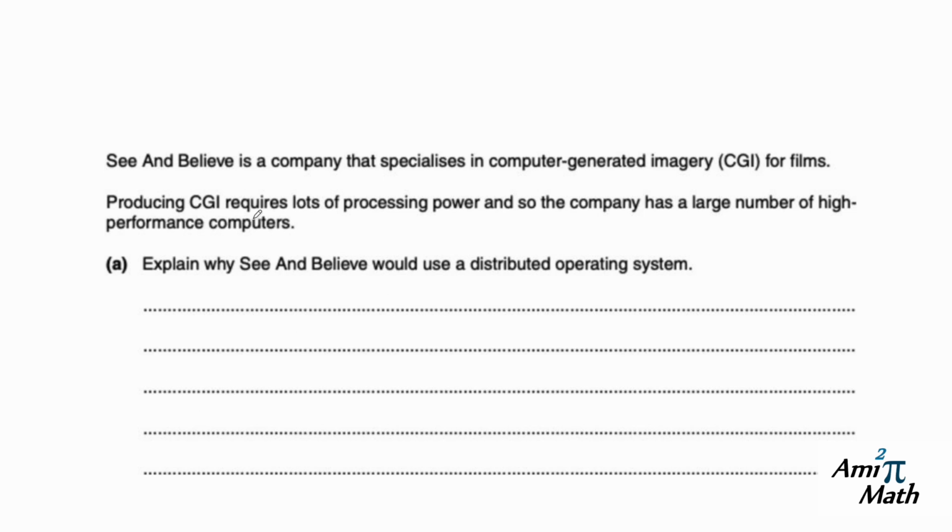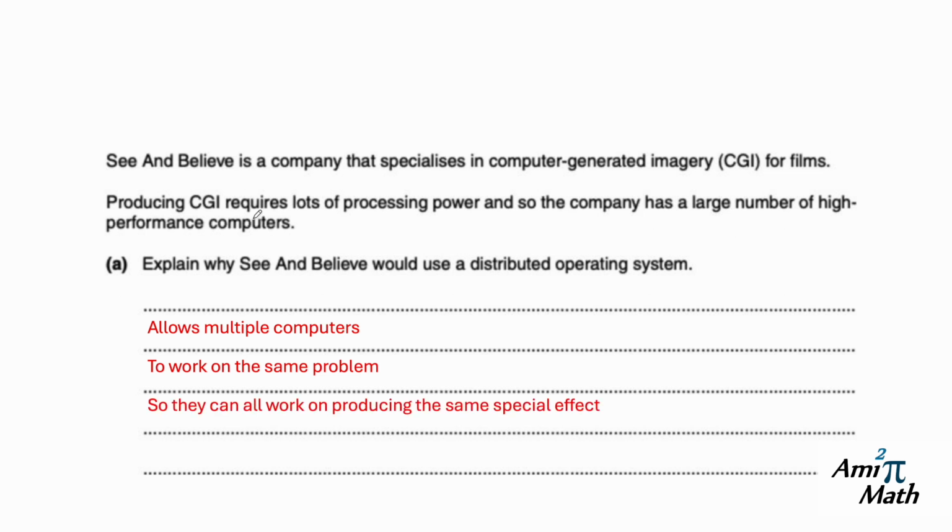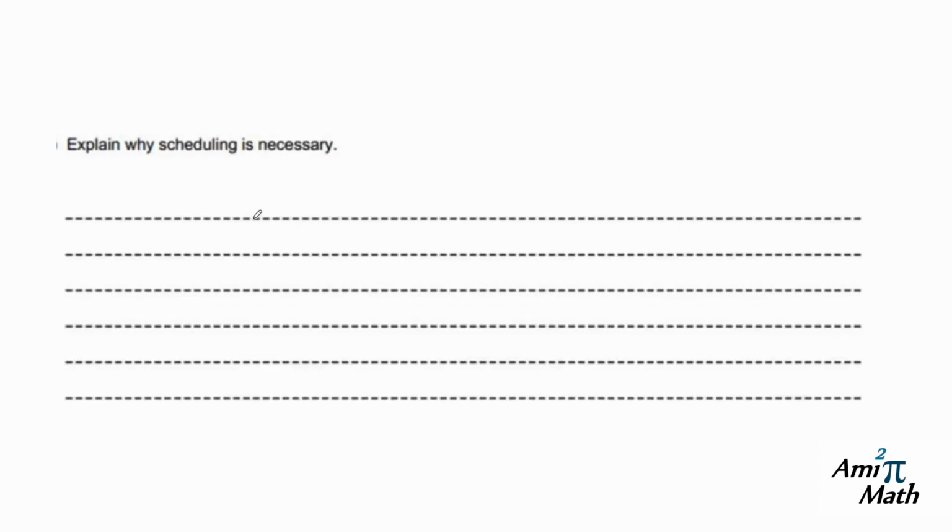See and Believe is a company that specialises in computer-generated imagery, CGI for films. Producing CGI requires a lot of processing power, and so the company has a large number of high-performance computers. Explain why See and Believe would use a distributed operating system. So distributed operating systems allow for multiple computers to work on the same program so that they can all work on producing the same special effect or film or whatever task it is.